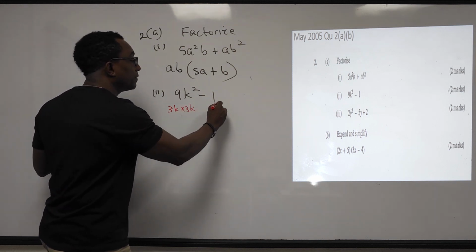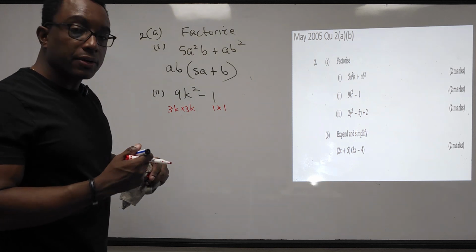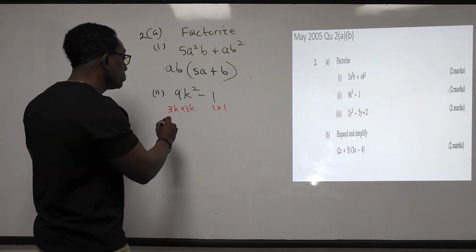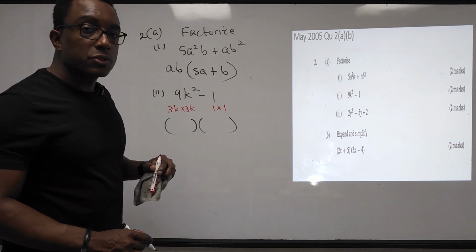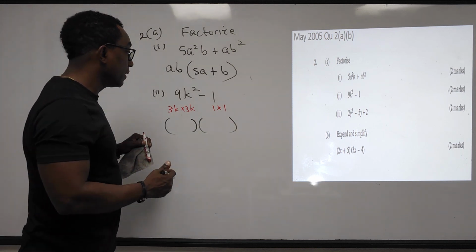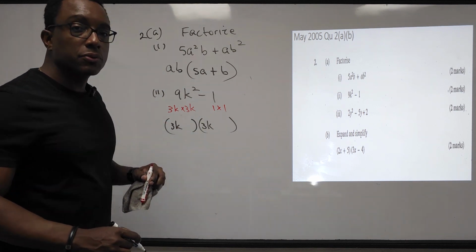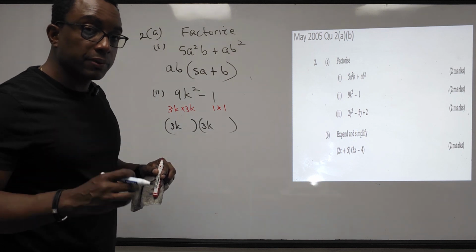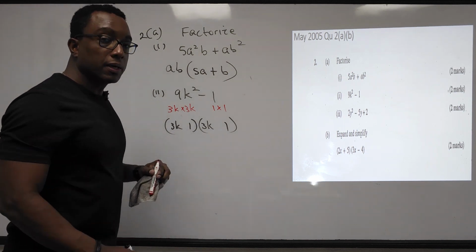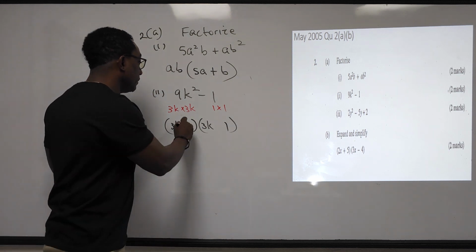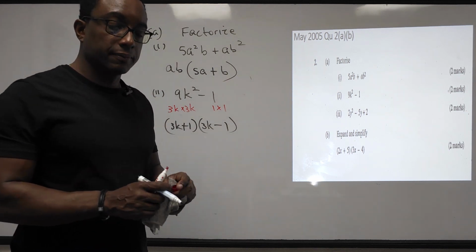1 as a product of the same two factors will be 1 by 1, hence they are perfect squares. And now let us factorize. I put my two sets of brackets. The factors of 9k squared, because it's first, will be written first within my brackets. So the factors of 9k squared, 3k and 3k, you write them first within the brackets, and the factors of 1 will be written after. And you must separate with a plus sign and minus sign, or you can put minus first, plus after.